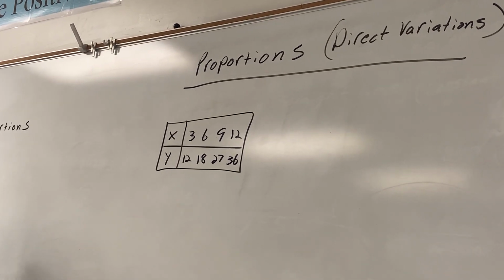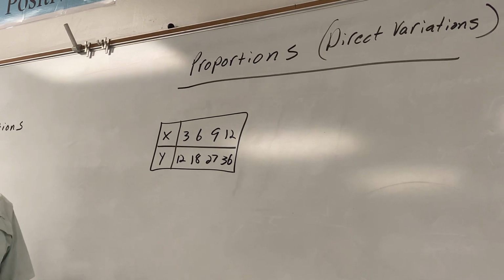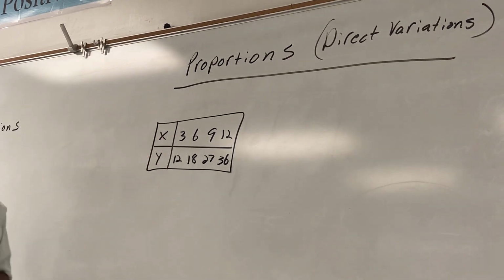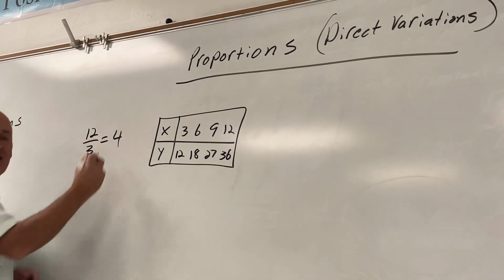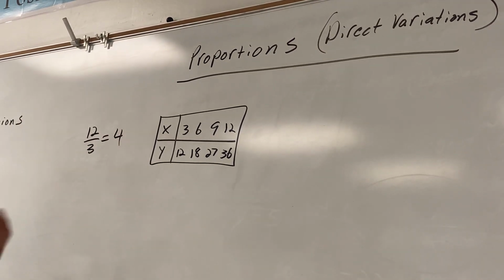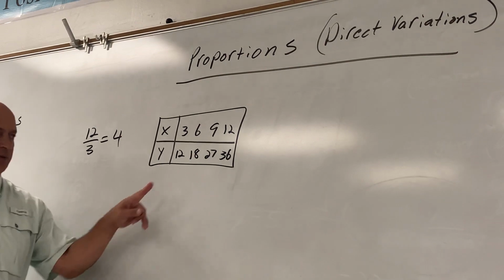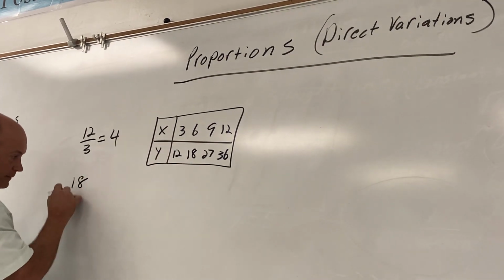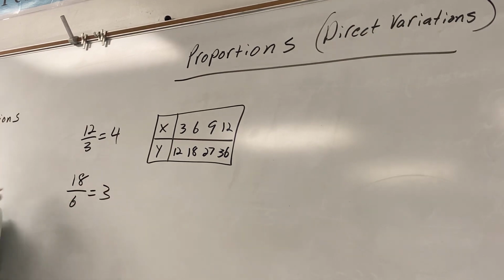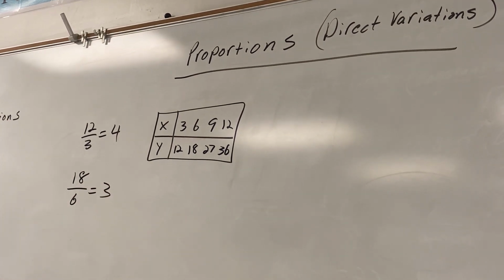Good answer. Dividing what? Good. What's 12 divided by 3? 4. So does that mean it's automatically a proportion if the first one? No. Let's go to the next one. What's 18 divided by 6? 3. Is that the same number? No. Is this going to be a proportion?